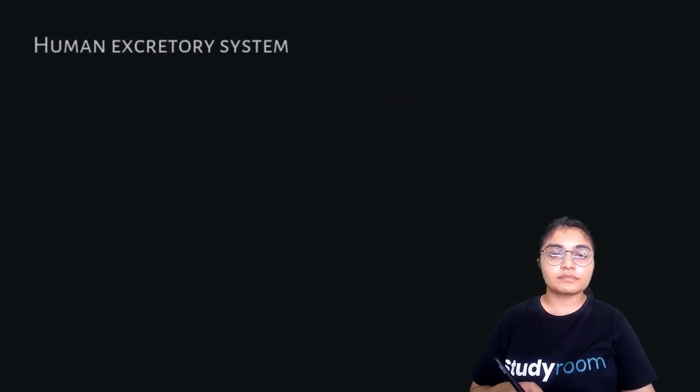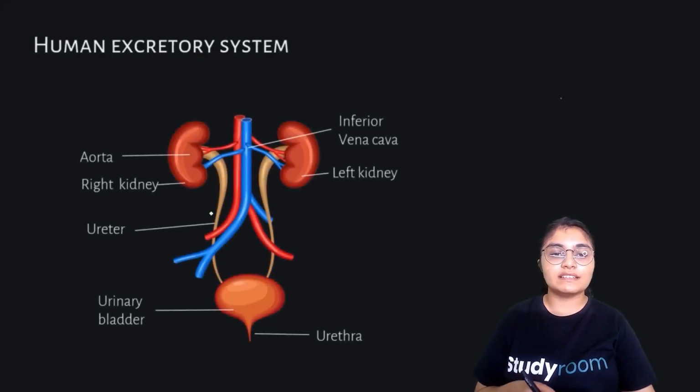It works to excrete the waste from the body. Talking about the human excretory system, you can see here these are the kidneys. There are two kidneys, and we have the blood vessels here. This is the vein and this is the artery. So this is a renal vein and this is a renal artery. We have the right kidney here, and we have the left kidney here.